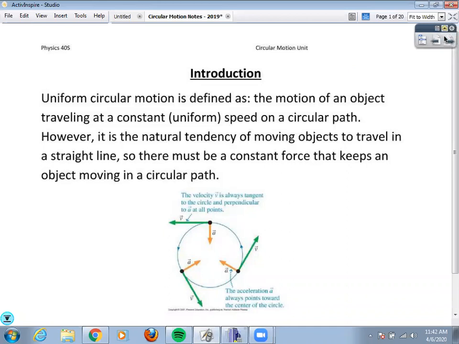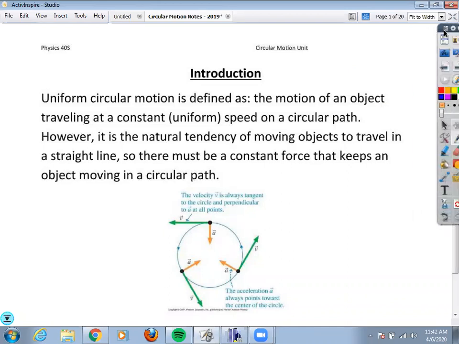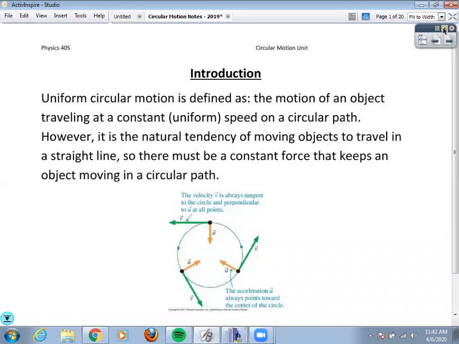So today we're going to go through the ins and outs of uniform circular motion. Just as an introduction here, uniform circular motion is defined as the motion of an object traveling at a constant or uniform speed on a circular path.